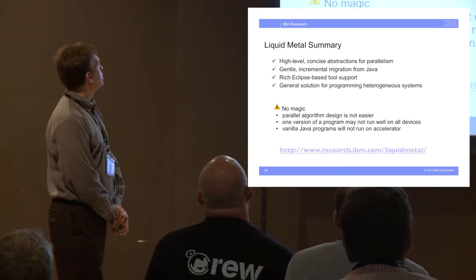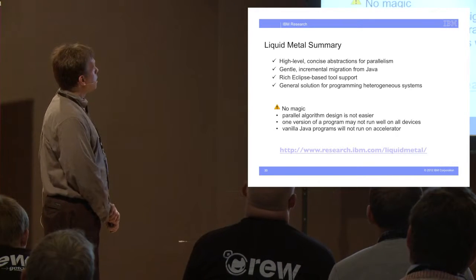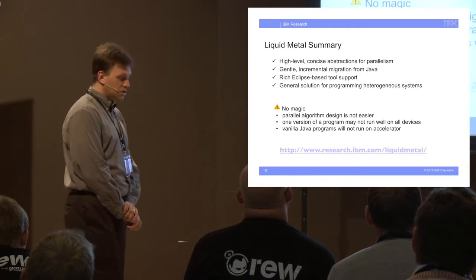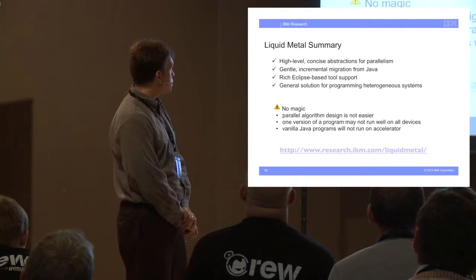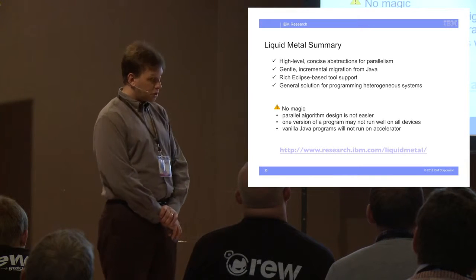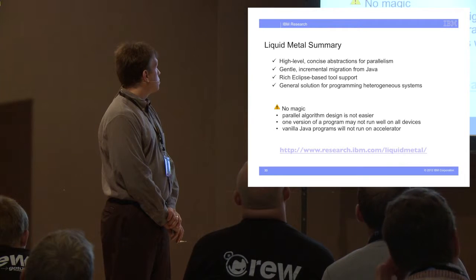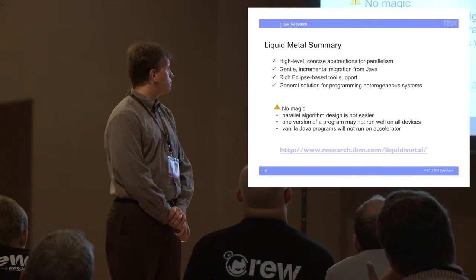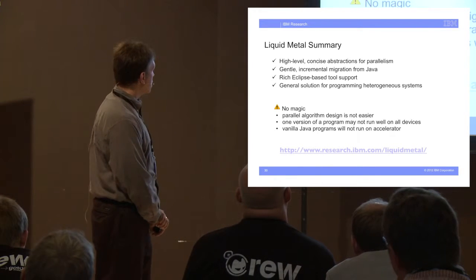So Martin asked, what's the summary? As I said, I think we have a pretty good story on productivity. We've shown that we can have high-level concise abstractions for parallelism that map to different devices. We've shown, I believe, or at least our experience is, that the experience of using this is not much harder than Java, and so orders of magnitude better than the current alternatives. And I think we have a good chance of delivering on our goal, which was the general solution for mainstream programming of these systems.